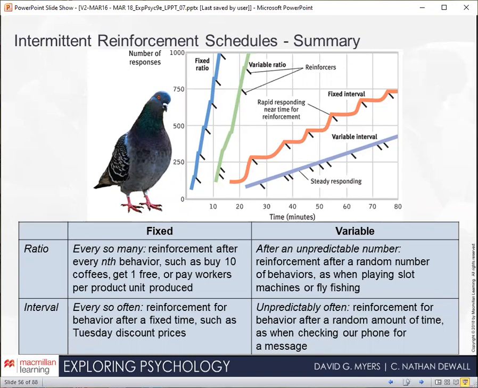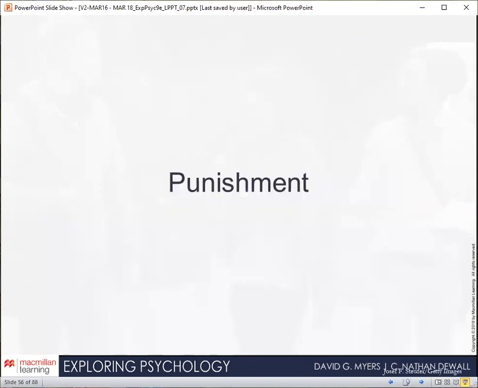So we've talked now about reinforcement, which is increasing the likelihood of a behavior based on some sort of consequence. So the consequence increases the likelihood of that behavior occurring. That's reinforcement. This next topic, though, is going to be like the opposite of that. We're talking about punishment.